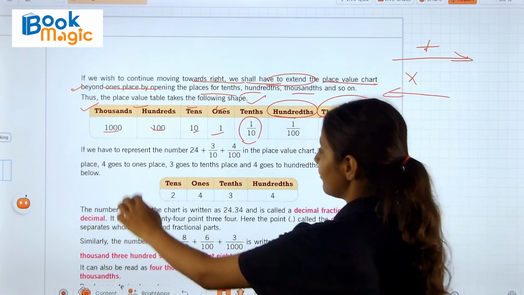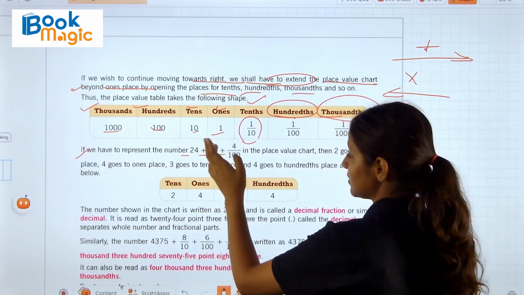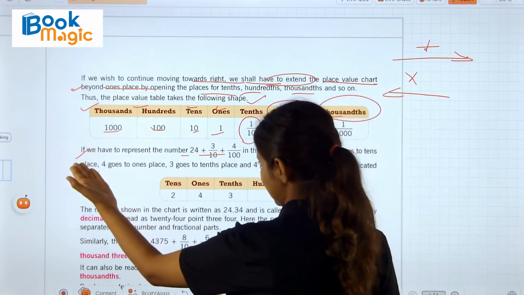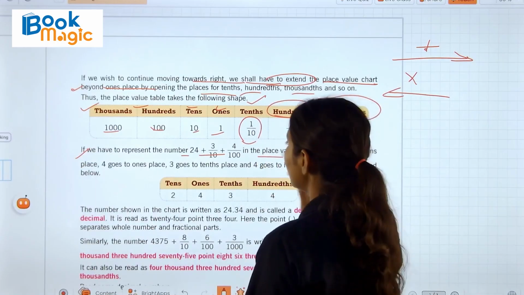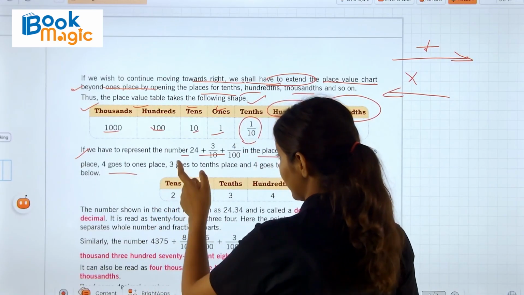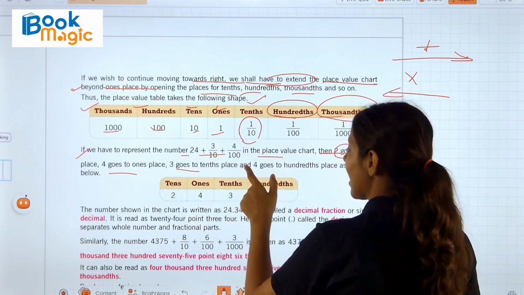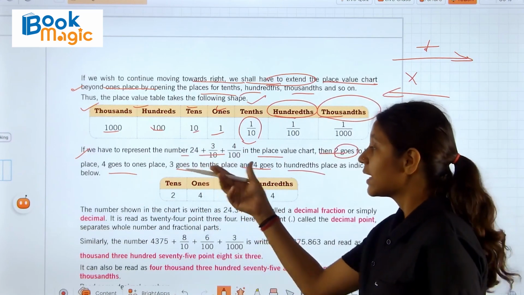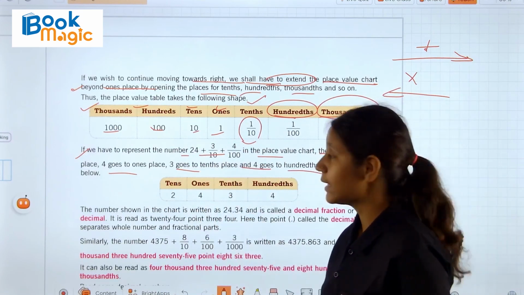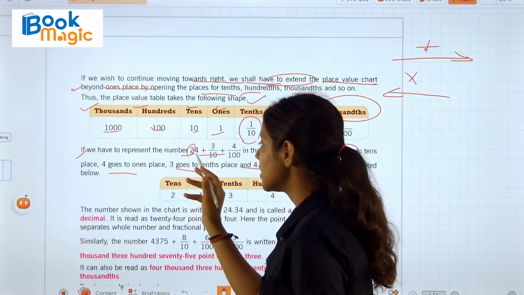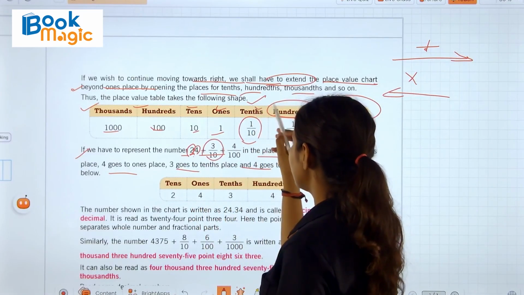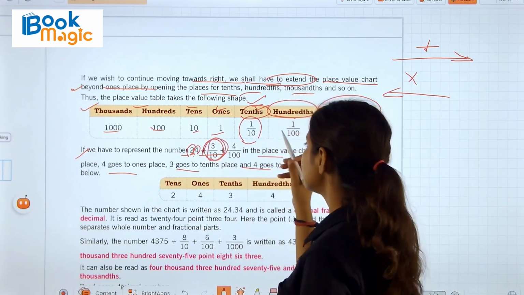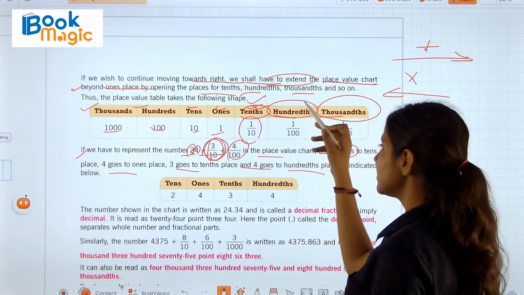Okay, if we have to represent the number 20 plus 4 plus 3/10 plus 4/100 in the place value chart, then 2 goes to the tens place, 4 goes to the ones place, 3 goes to the tenths place and 4 goes to the hundredths place as indicated. So here it is shown how we will place them in the place value chart. See, this is the tens, this is ones, now this is 1/10, that is tenths. Okay, 3/10 is tenths, 4/100 is hundredths.